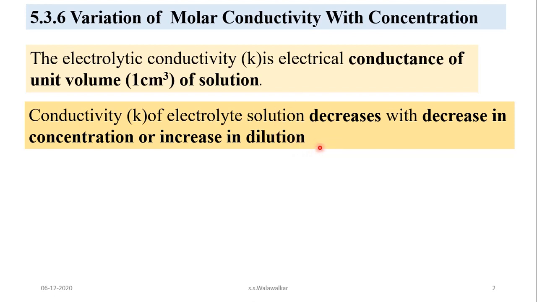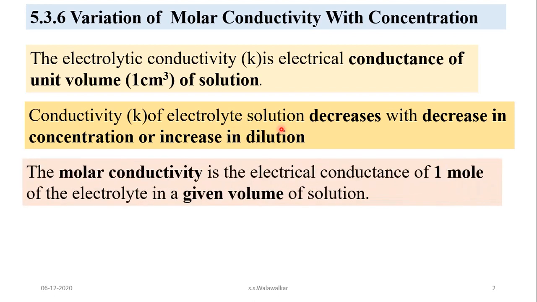What happens when the solution is diluted? Then the distance between the ions increases. The ions go away from each other, and therefore the number of ions present in 1 cm cube of solution decreases, and therefore the conductivity of the solution decreases with decrease in concentration, that means increase in dilution.